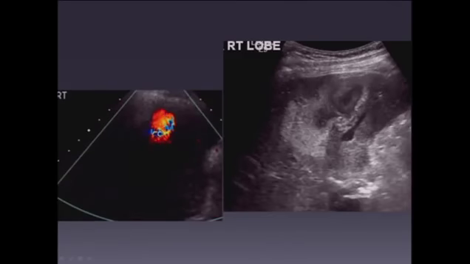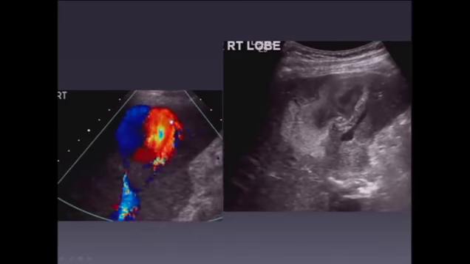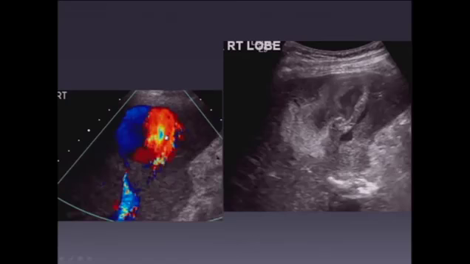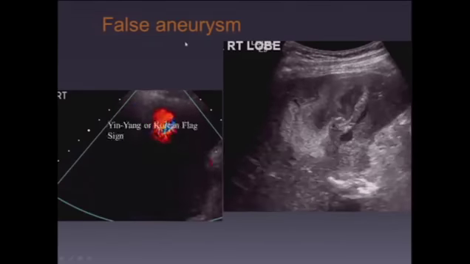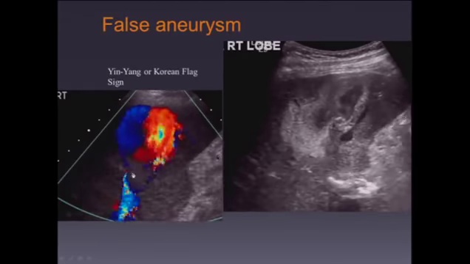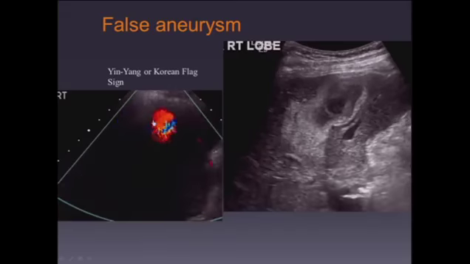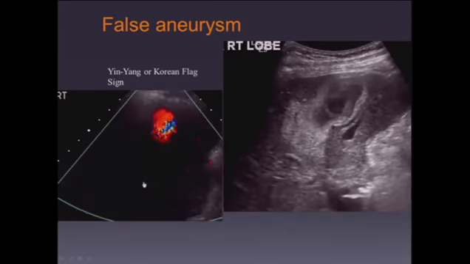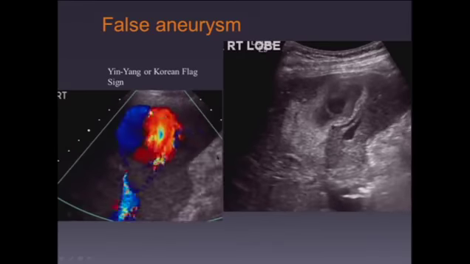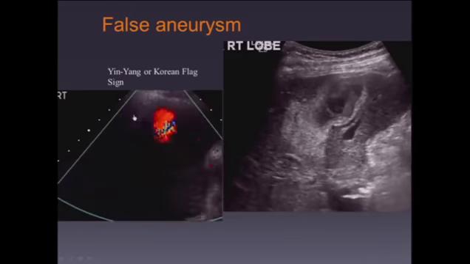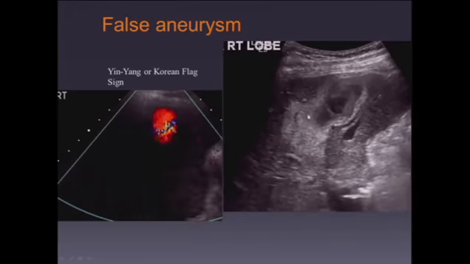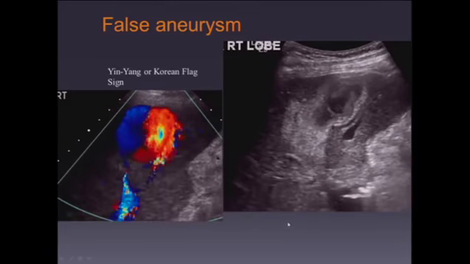And color Doppler here shows a red and blue pattern, which has been described as the yin-yang or Korean flag sign, and this is a sign of a false aneurysm. The red and blue is caused by blood entering the false aneurysm, circulating and swirling around the false aneurysm, and then exiting. So this is a large false aneurysm caused as a result of liver biopsy.